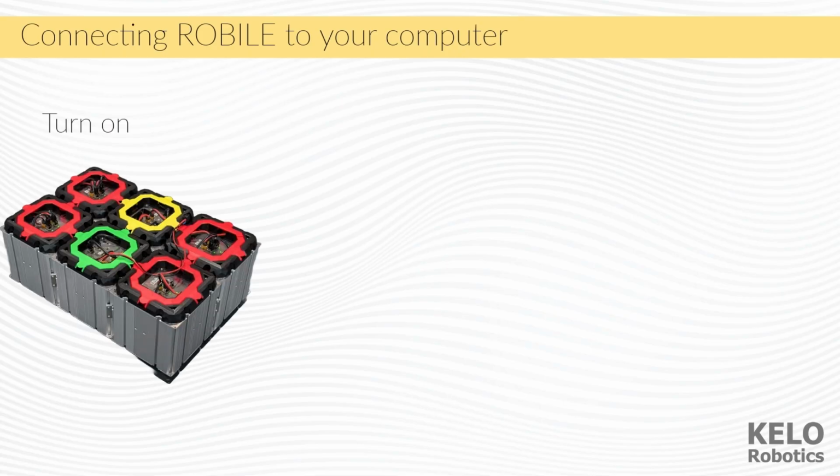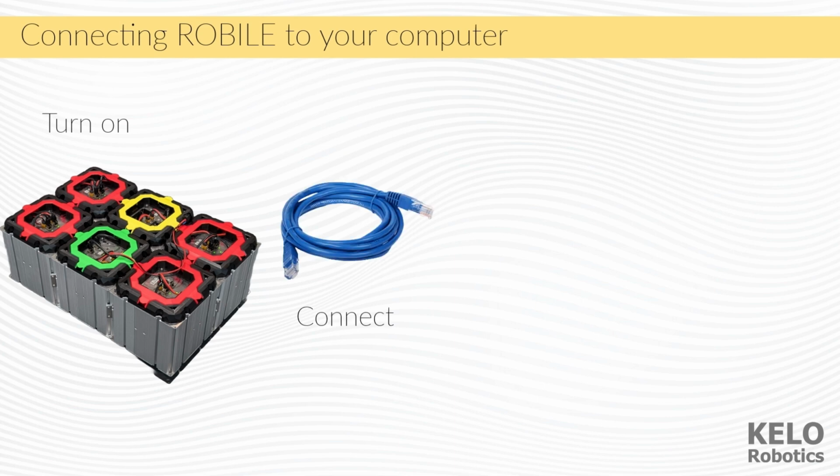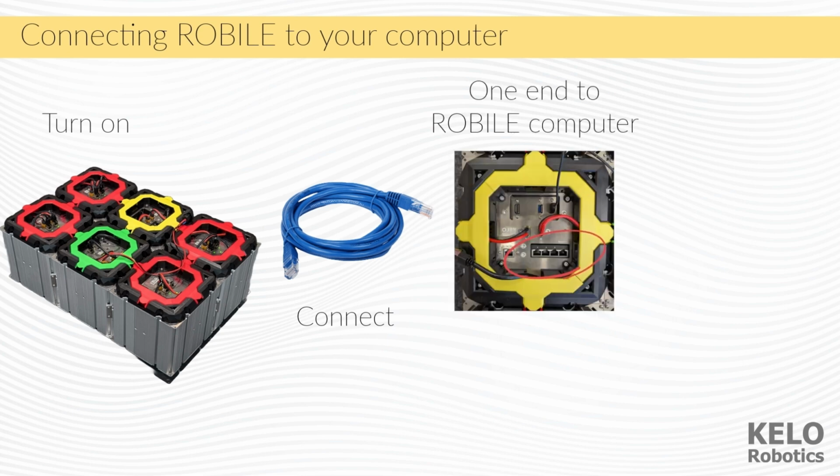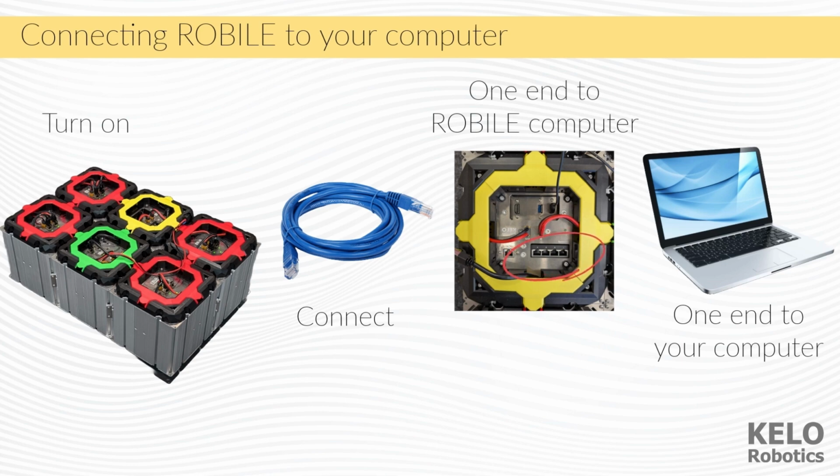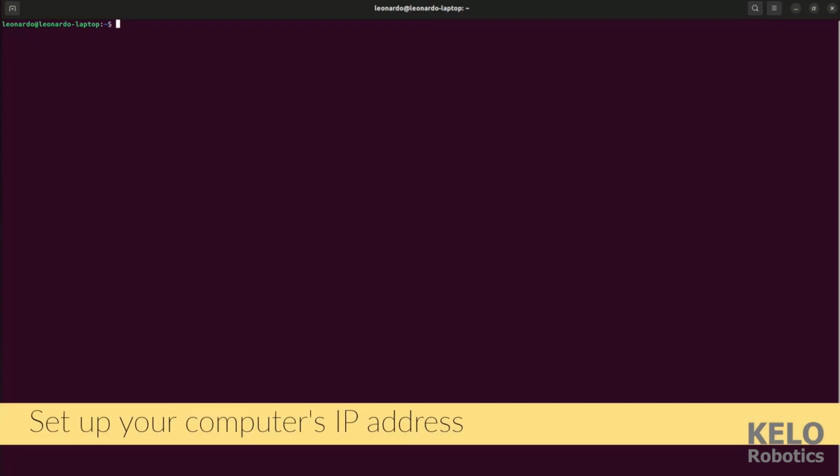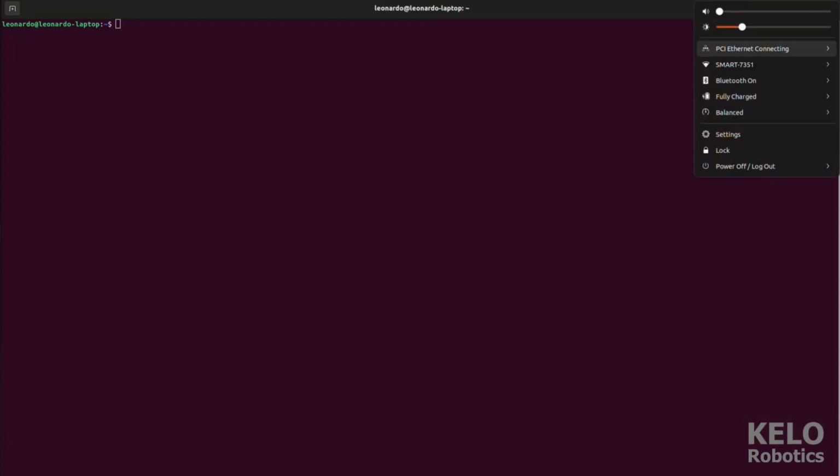First, turn on the robot. Then, connect an Ethernet LAN cable. Plug one end into any of the 4 slots on the robot. Connect the other end to your laptop. Then, set up your computer's IP address.